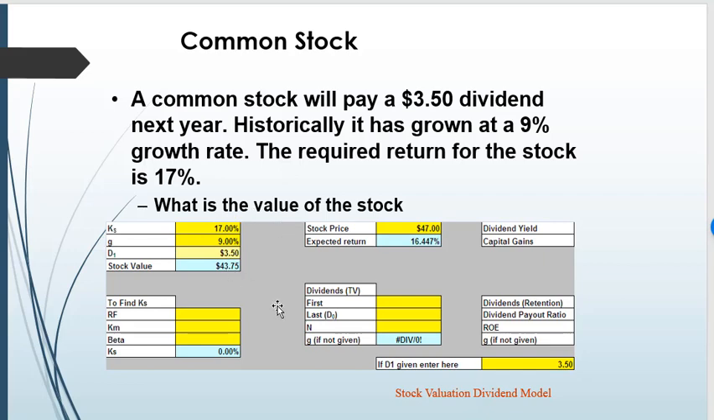But if historically it's grown at 9%, and the required return for the stock is 17%, again, here the stock value is $43. The stock price is $47. It costs more than what it's worth, so this is not a good investment.